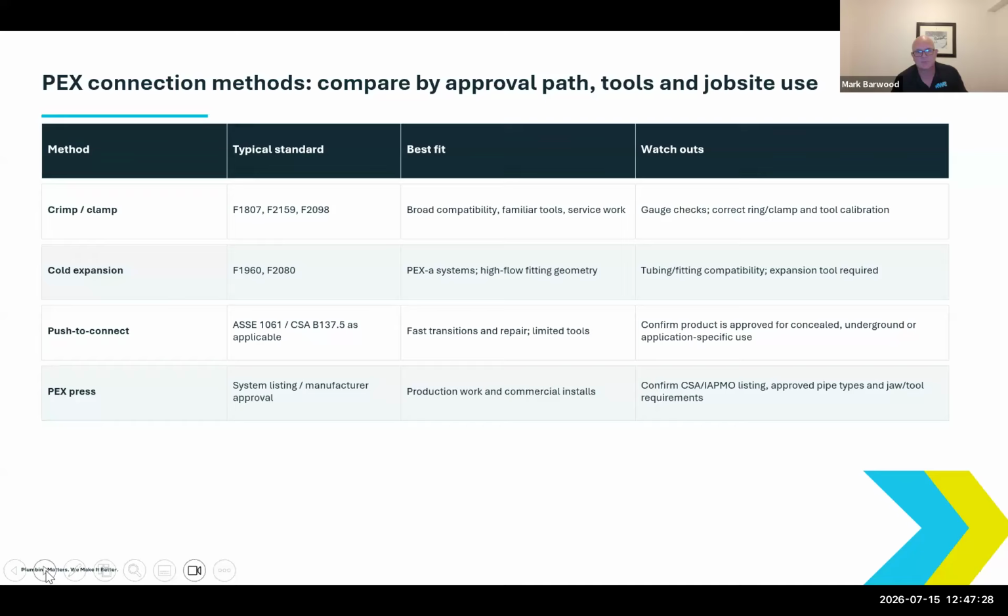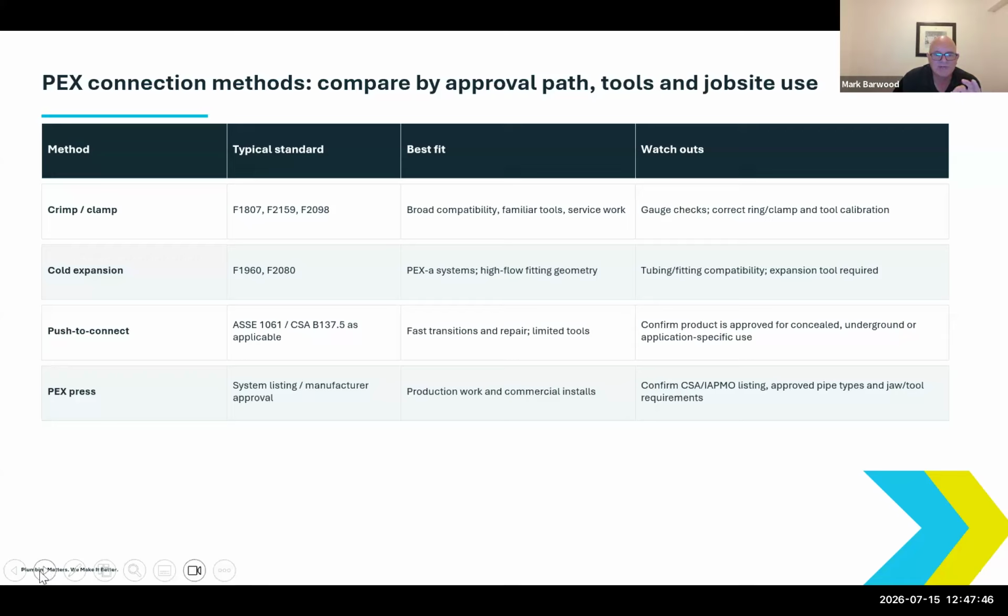So we're back with PEX Press. And I think one of the reasons we launched PEX Press is to say that we have all those connection methods. And we're the only manufacturer that has every kind of connection method there is for PEX. And there's one very slight caveat to that.